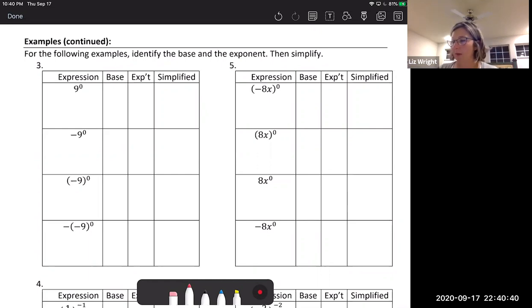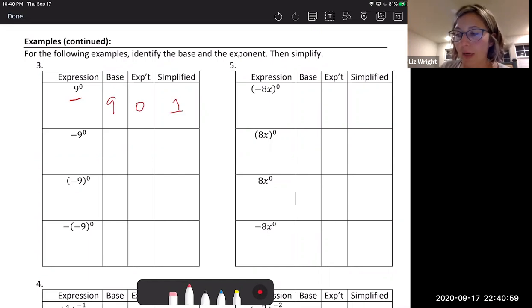So on this one, we've got 4 different tables here, and we're just asked to identify what's the base, what's the exponent, and then simplify it. So the base on the first problem is just going to be 9, and the exponent is 0, and 9 to the 0 is just going to give us 1.